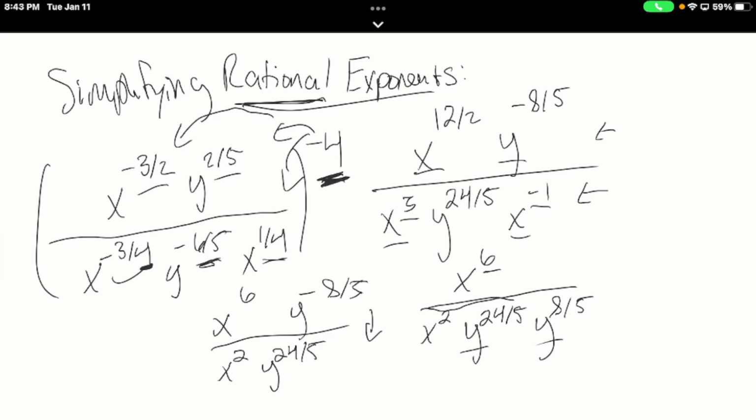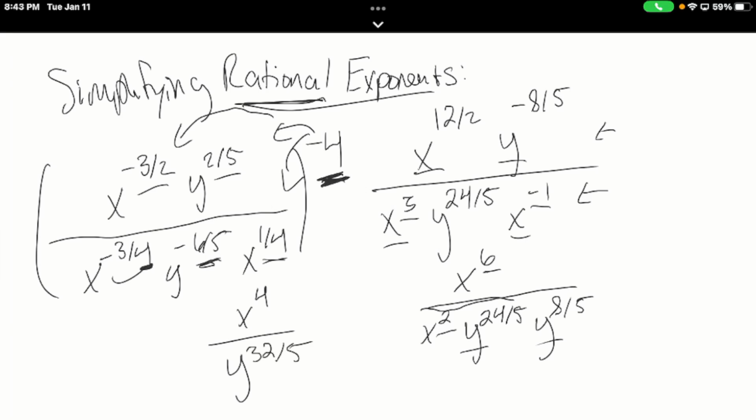I notice also an x is on top and an x is on bottom. I'll just subtract those while I'm at it too. I've got an x to the 4th on top from subtracting those. Now on the bottom, if I add my powers together, I'm going to get y to the 32/5. All of the properties in one go, and look at that, we got a really nice answer compared to the original one. So it's very helpful to take something as nasty as this and make it into something that looks a little nicer, like this.